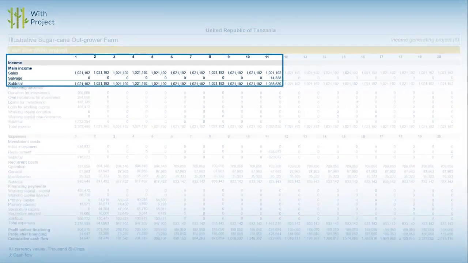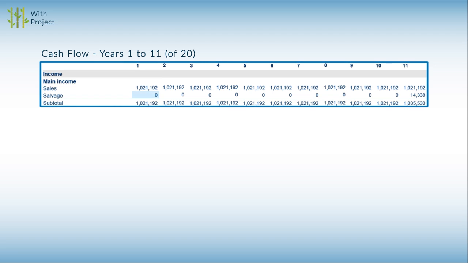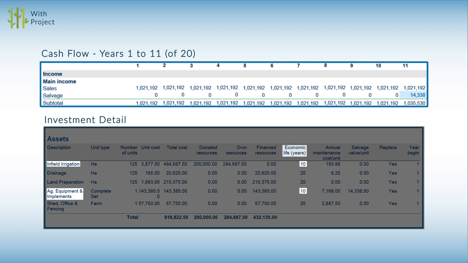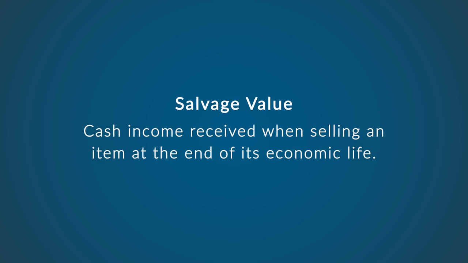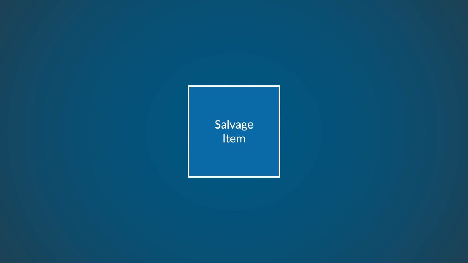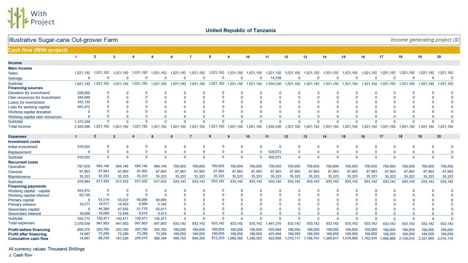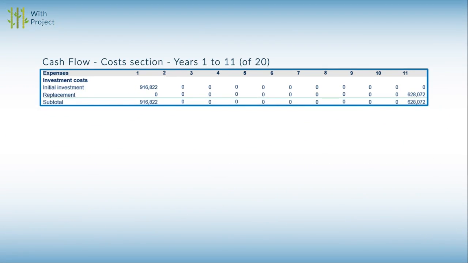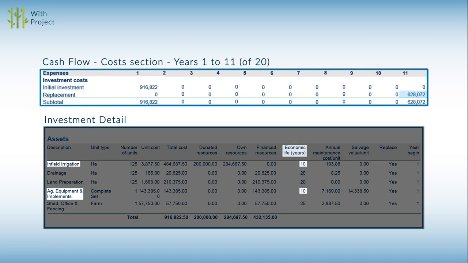Furthermore, the salvage value of the investments are recorded at the end of their economic life in the main income section. Remember that the salvage value of an investment item is the cash income received when selling the item at the end of its economic life. When an item is sold for salvage, it is generally necessary to replace it. So the replacement costs of these new investments are also recorded at the end of their economic life in investment cost section.